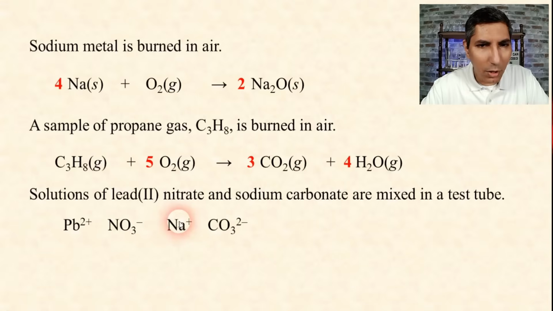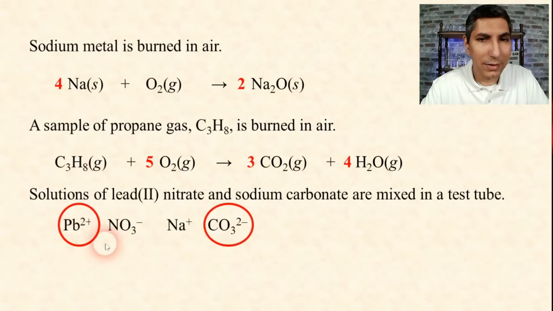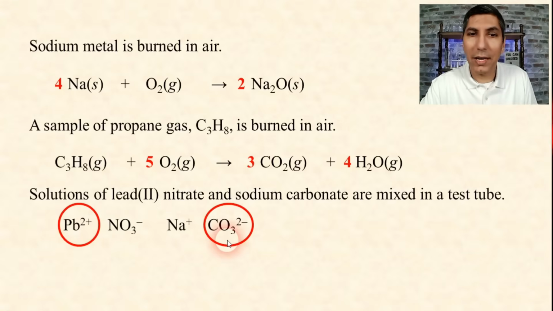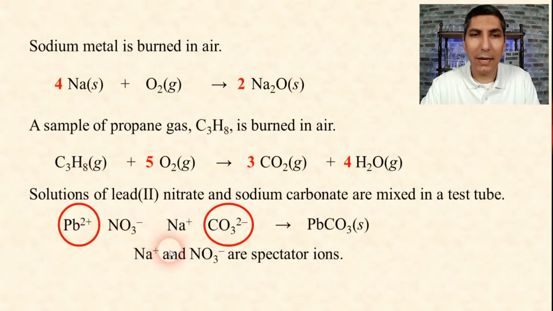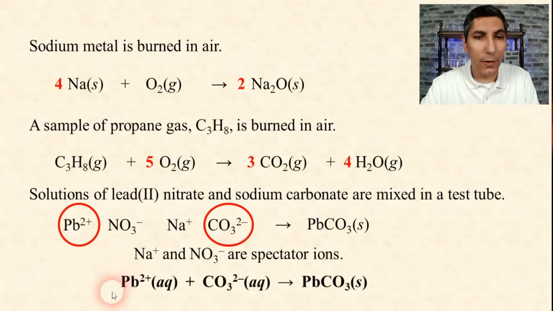So we notice that sodium and nitrate are in one of the combinations, and so those are going to end up being our spectator ions. So that means that the lead-2 ions and the carbonate ions are going to get together to make the lead-2 carbonate. So that's what we would have as our product, which means that the sodium and the nitrate are spectator ions. So if I clean this up, I can write the net ionic equation like this. Lead-2 aqueous plus carbonate aqueous makes our PbCO3 solid precipitate. So that's how you do a precipitation reaction.